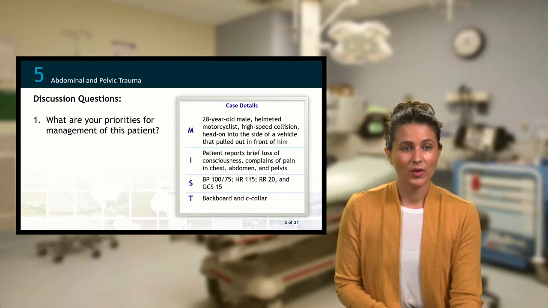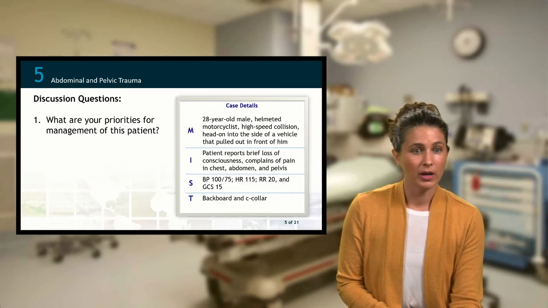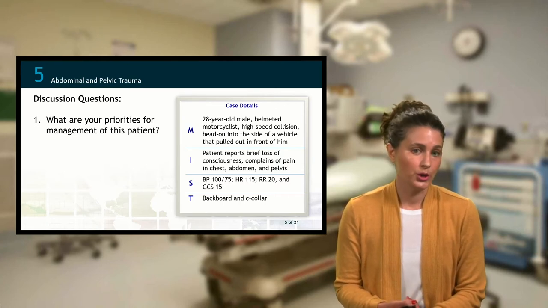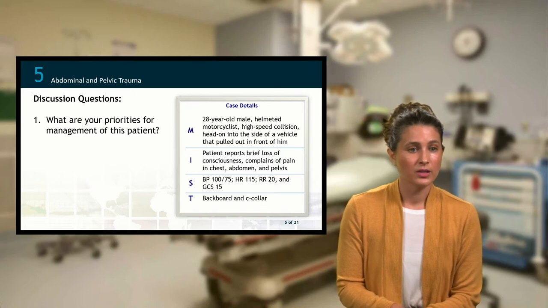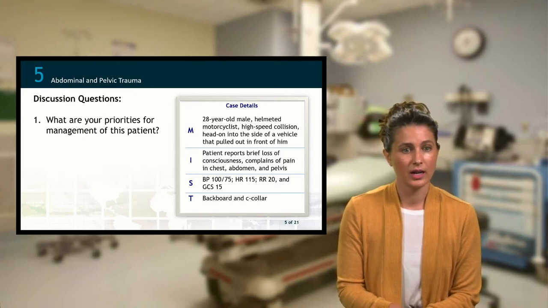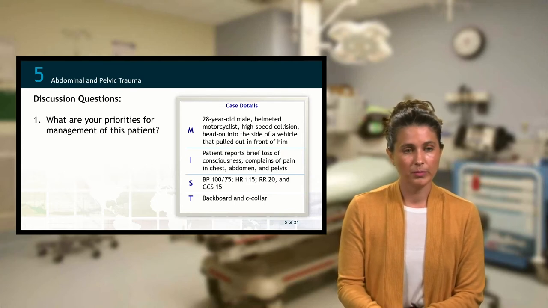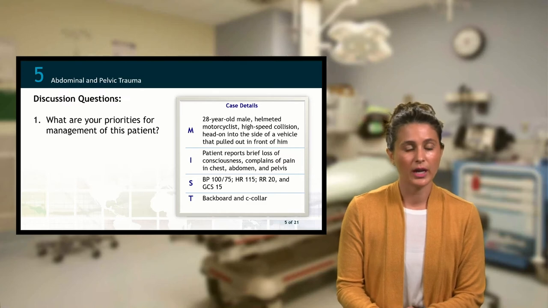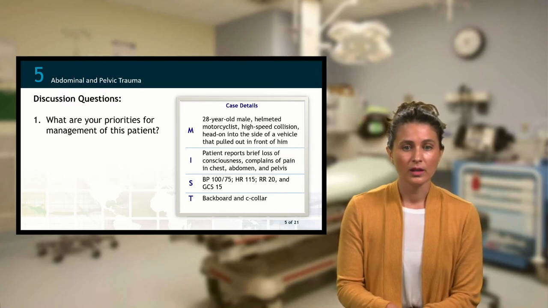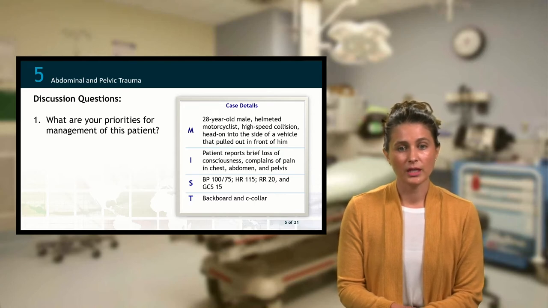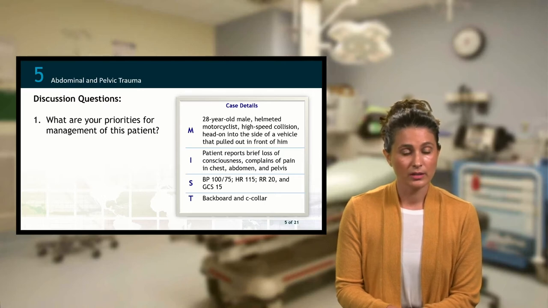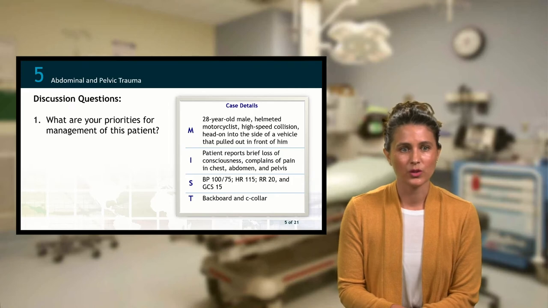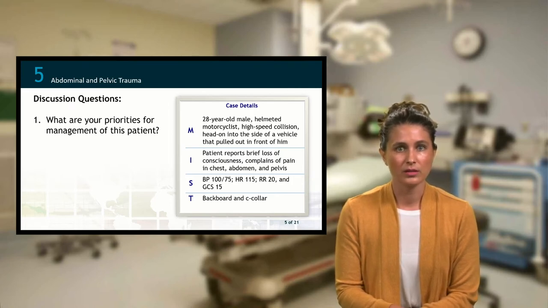So, looking at his vital signs, what are you worried about? His blood pressure could be normal for a 28-year-old, otherwise healthy male, but his heart rate is elevated. And presumably this is a sinus tachycardia. Given his age, we're not particularly worried about this being atrial fibrillation or another tachyarrhythmia. So that heart rate of 115 can clue you into the fact that there could be some hemorrhage and he could potentially go on to hemorrhagic shock. So this could be from either his chest, abdomen, or pelvis. Since we're focusing on abdominal and pelvic trauma, we're going to focus on the sources in the abdomen and pelvis.